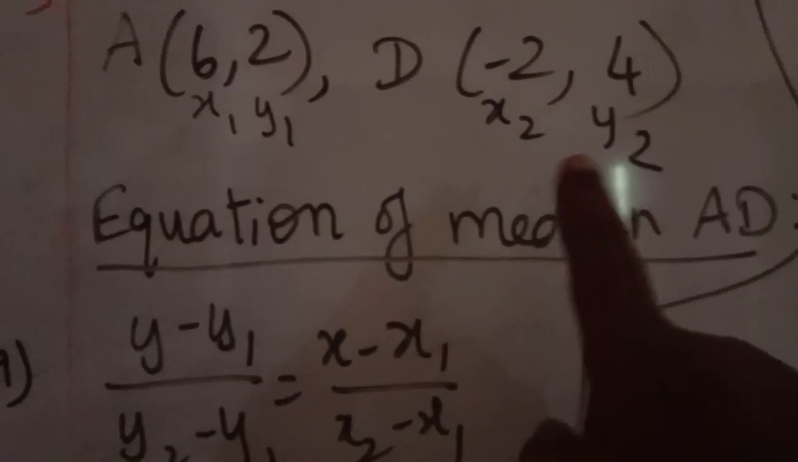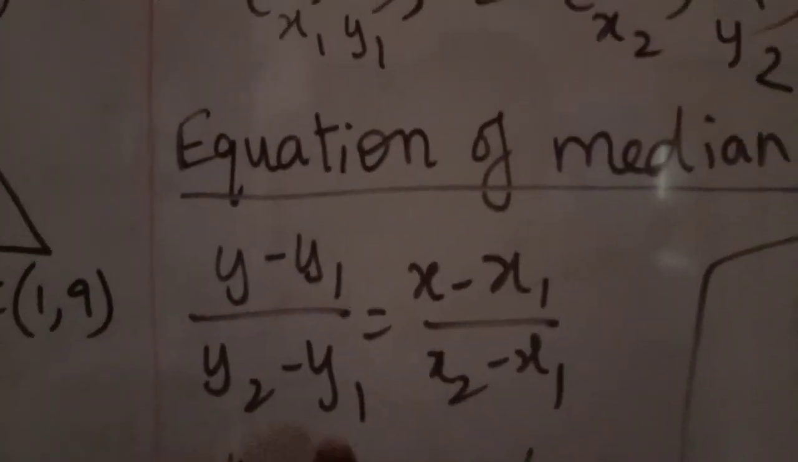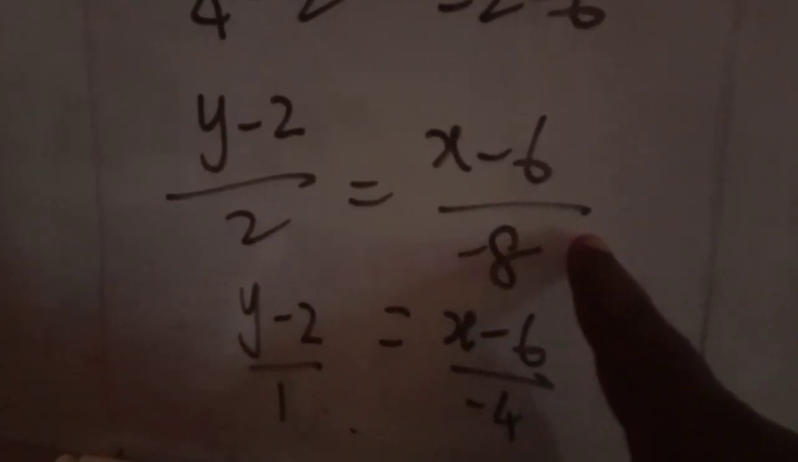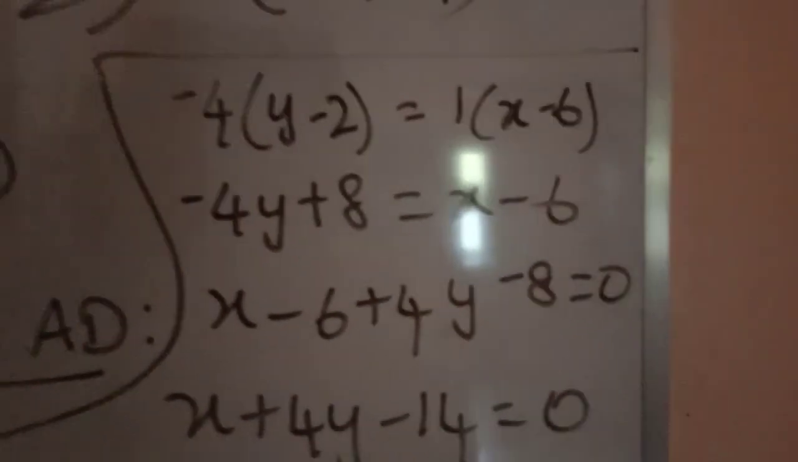Substitute x1, y1, x2, y2 in the formula. y minus 2 by 4 minus 2 is equal to x minus 6 by minus 2 minus 6. Here we can simplify 2 and minus 8. Here we will get minus 4, here 1. Now cross multiply. Minus 4 into y minus 2 is equal to 1 into x minus 6.